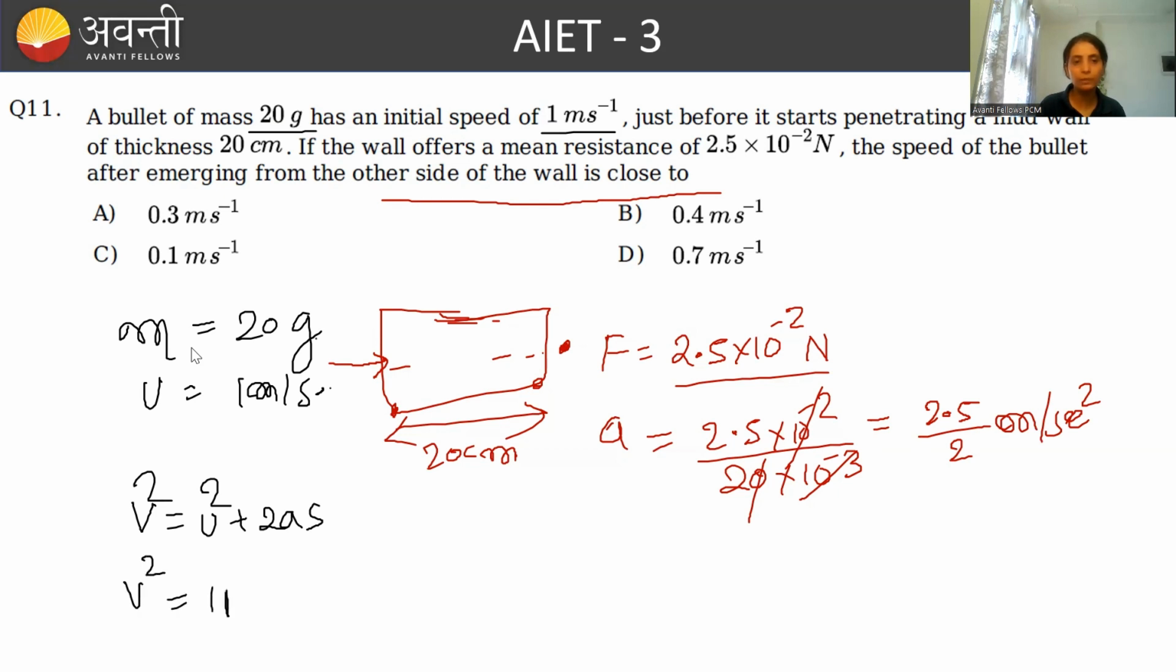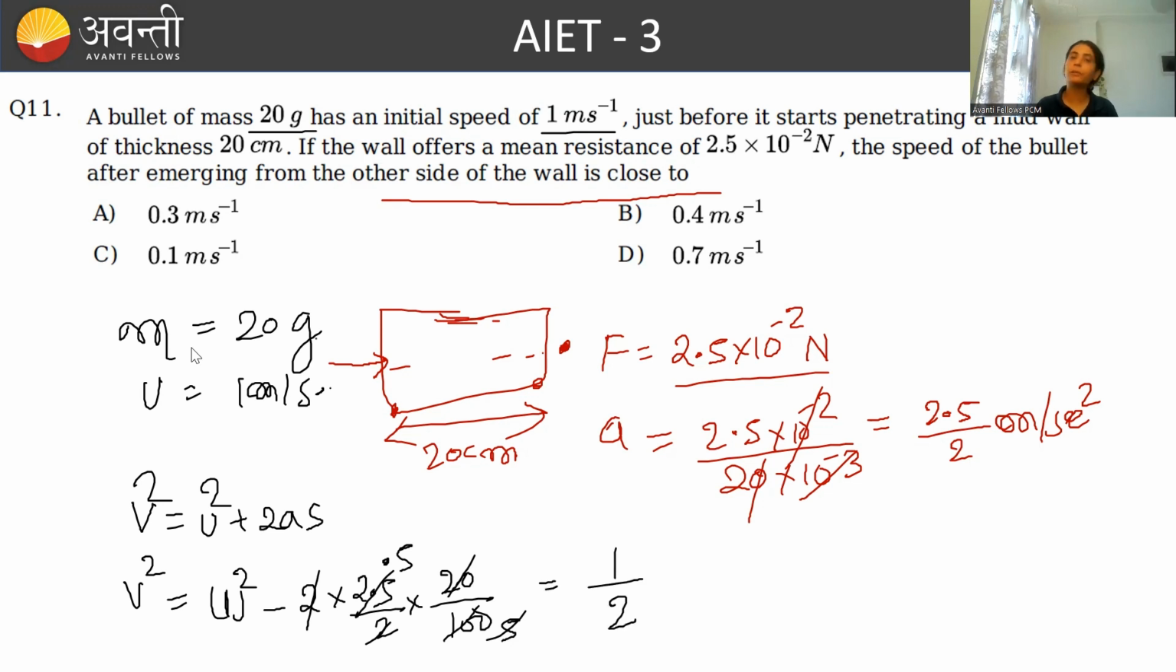U square is how much? 1. So 1 squared minus, since it is retardation, 2 into 2.5 by 2. And this is multiplied by 20 centimeter, 20 by 100. So this is this. This is this. And this is 0.5, 1 minus 0.5, that is 1 by 2. 1 minus 0.5 means 1 minus 1 by 2. So this is 1 by 2. And V equal to 1 by root 2. If you write 1 by root 2, you will get 0.707 something. So this is meter per second. So the answer should be D.